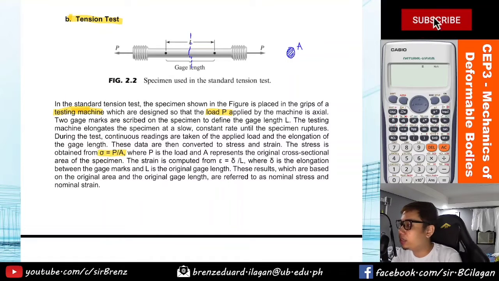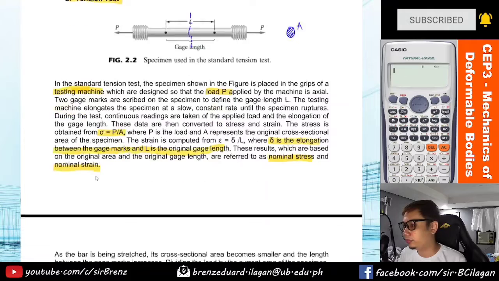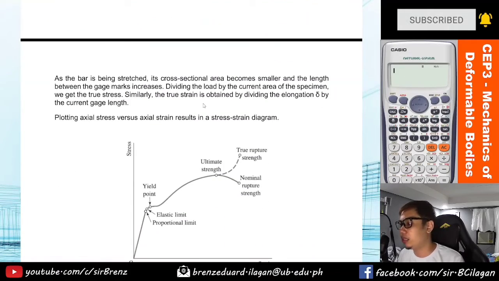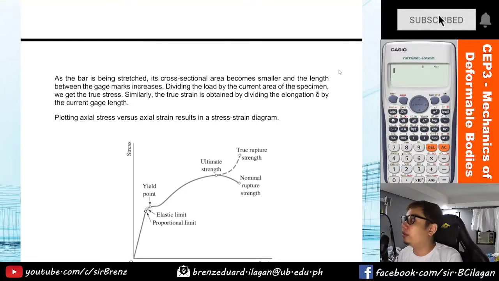Okay, so the strain is computed from epsilon is equals to delta over L, where delta is the elongation of the specimen, or the elongation between the gauge marks, and L is the original gauge length. These results, which are based on the original area and the original gauge length, are referred to as the nominal stress and strain. Okay? As the bar is being stretched, its cross-sectional area becomes smaller. Di ba? Ano ba pwedeng example dito?